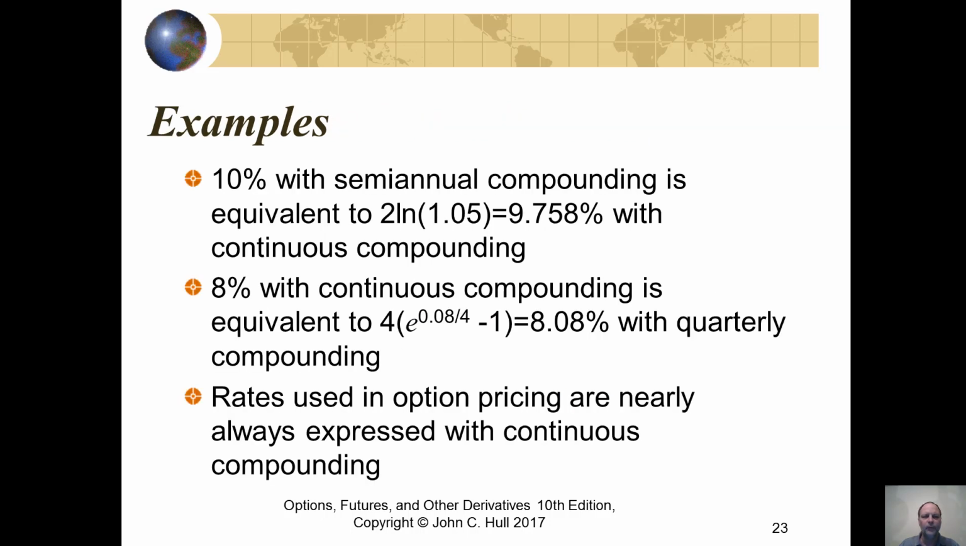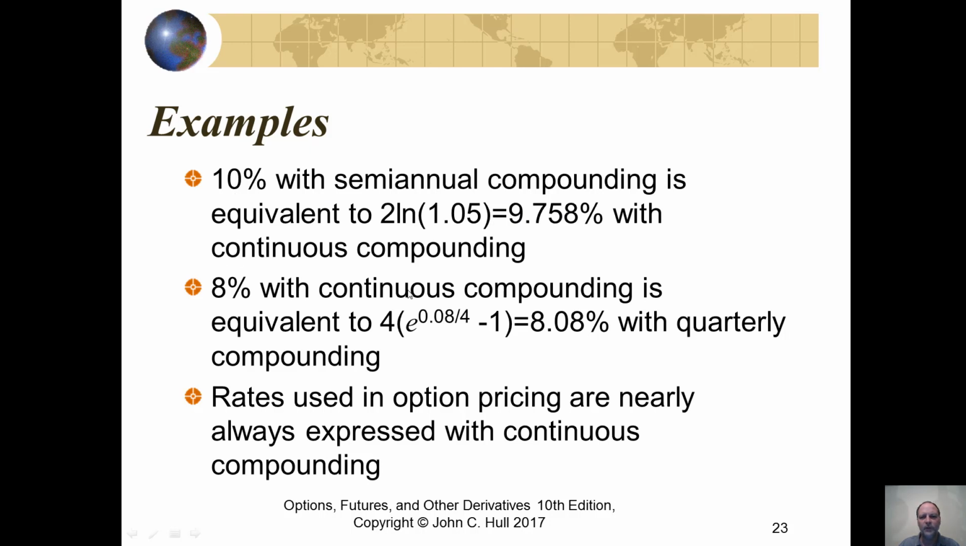Examples: 10% with semi-annual compounding is equivalent to 2 times the natural log of 1.05, or 9.758%. The continuous compounding number will be smaller than the quoted compounding number, and as the compounding frequency approaches infinity, 2, 4, 10, 1,000, then this number will approach 10.